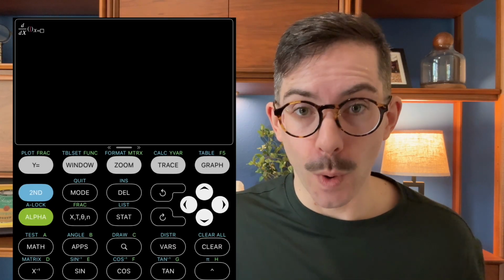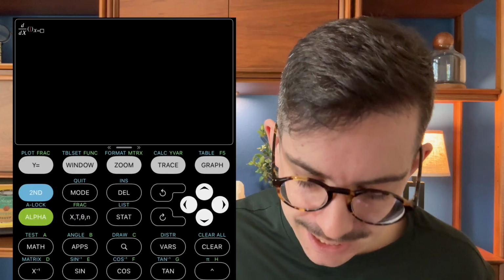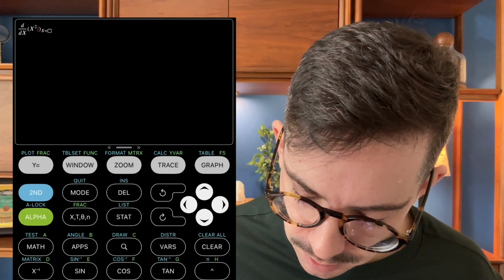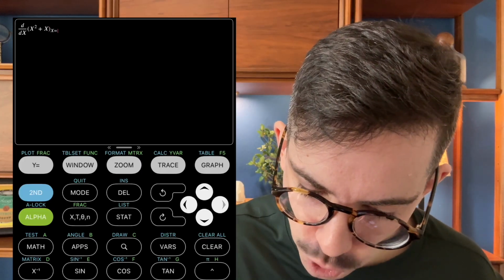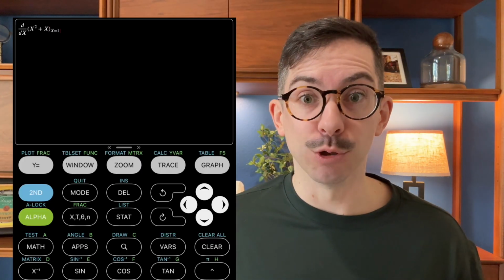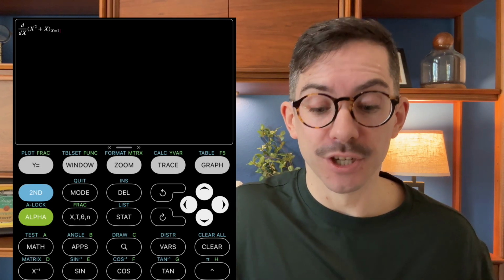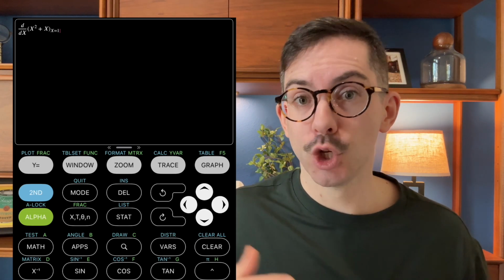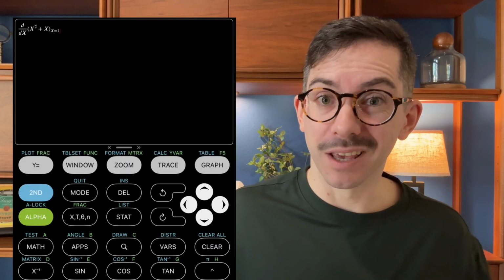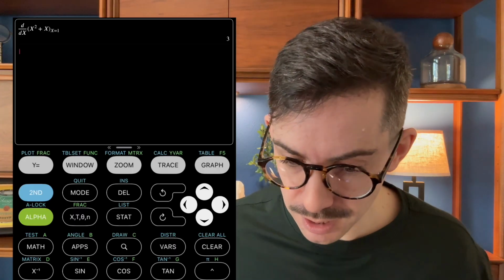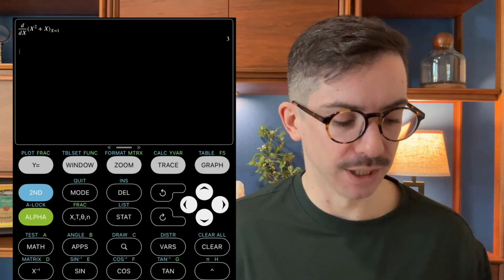So, as a quick example, let's say we want to take the derivative of x squared plus x and evaluate that at x equals 1. Now, we can check this by hand, right? The derivative of x squared plus x is just 2x plus 1. When I plug in x equals 1 to that derivative, I should get 3. And indeed, that is what the calculator gives me.